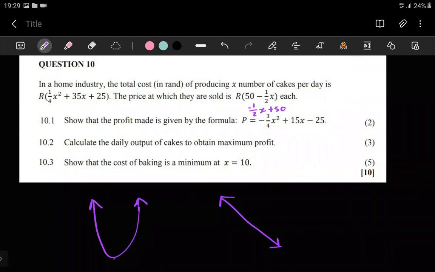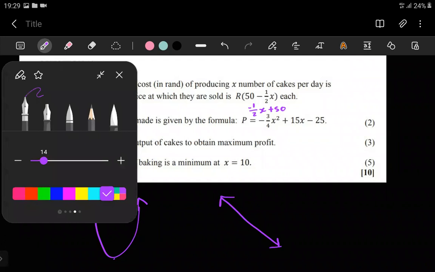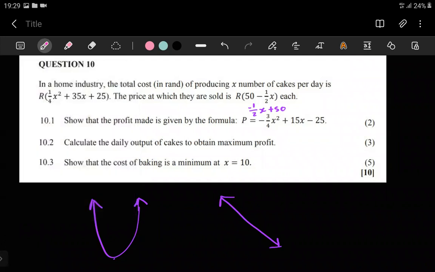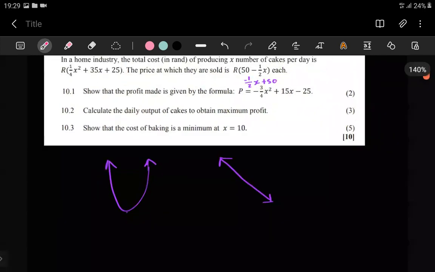So with all that being said, for 10.1, show that the profit made is given by this formula. In the beginning, we said, whatever you read, we want to think of a real life scenario and how the real world works. And we know that when it comes to profit, it's all about what you spend to make that thing, and then how much you sell it for, and then you compare the two.